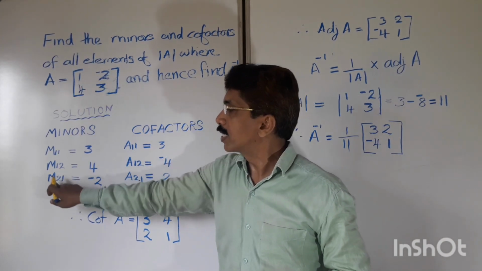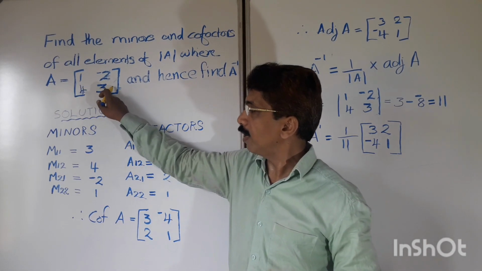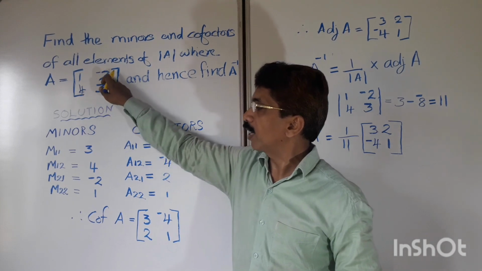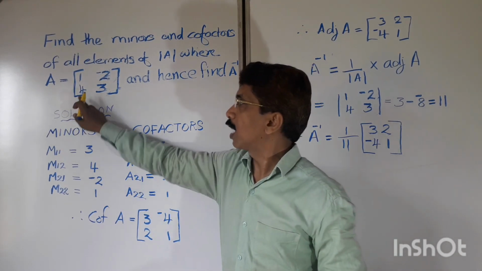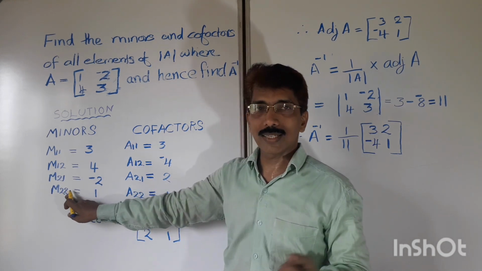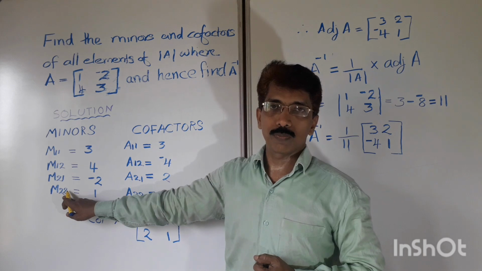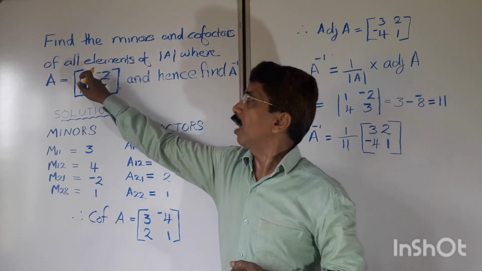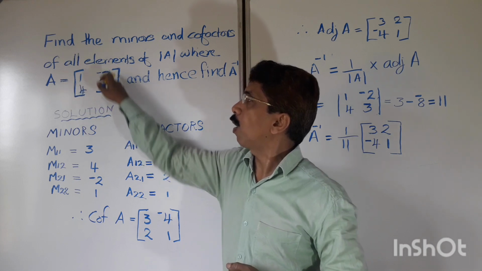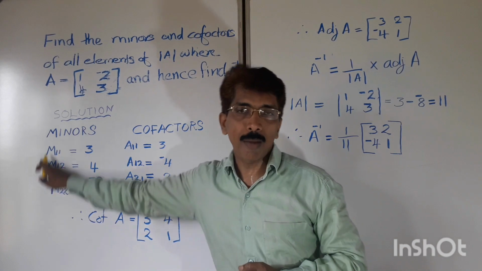M21 means we avoid the second row and first column. So what are we getting? -2. Next comes the last one, M22, corresponding to A22. M22 means you avoid the second row and second column. So what is the element left there? 1. So we have determined the minors.